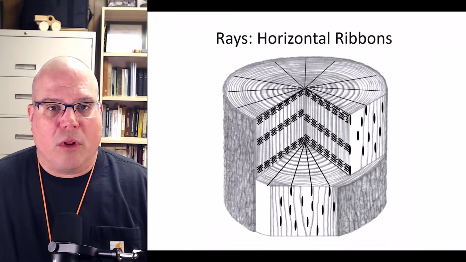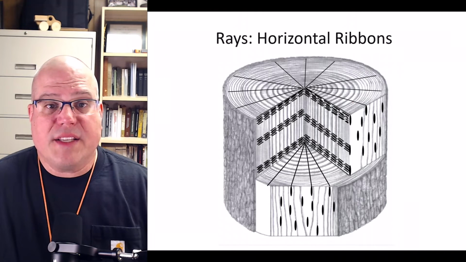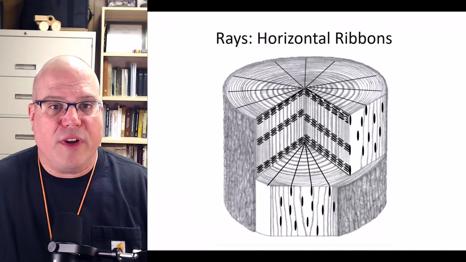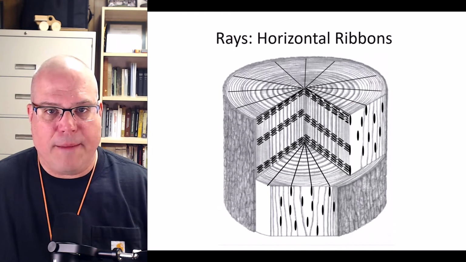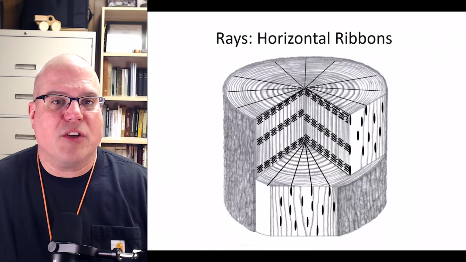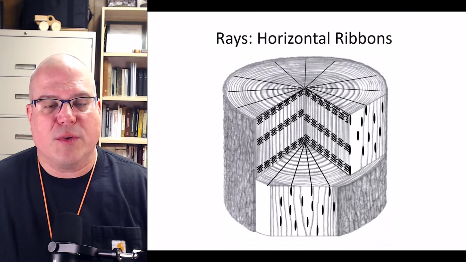The final feature we'll cover today is rays. Rays are ribbon-like structures for storing and moving nutrients around horizontally in the tree. In addition to growth rings, rays often give us important clues we can use to identify woods.